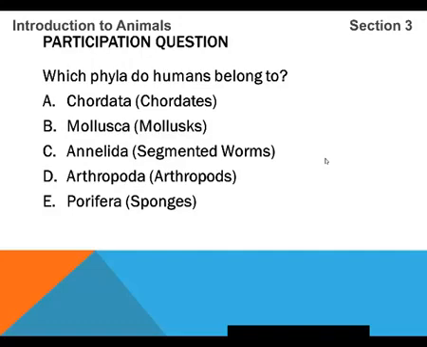Which phylum do humans belong to? A, Chordata, B, Mollusca, C, Annelida, D, Arthropoda, E, Porifera. So which of those groups do we belong to?